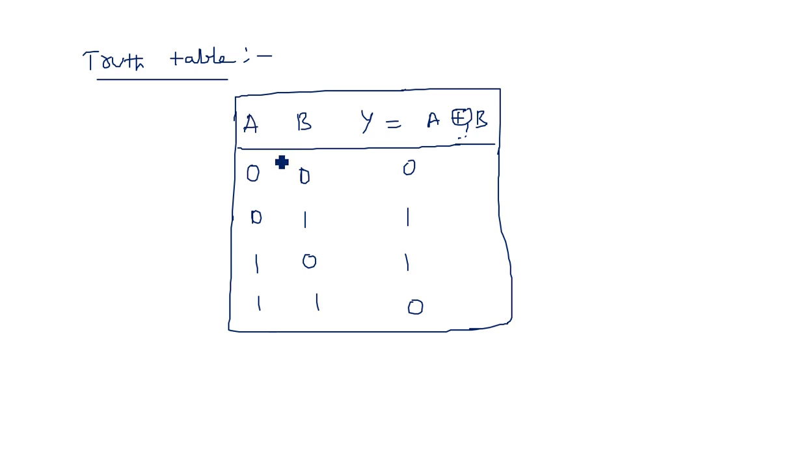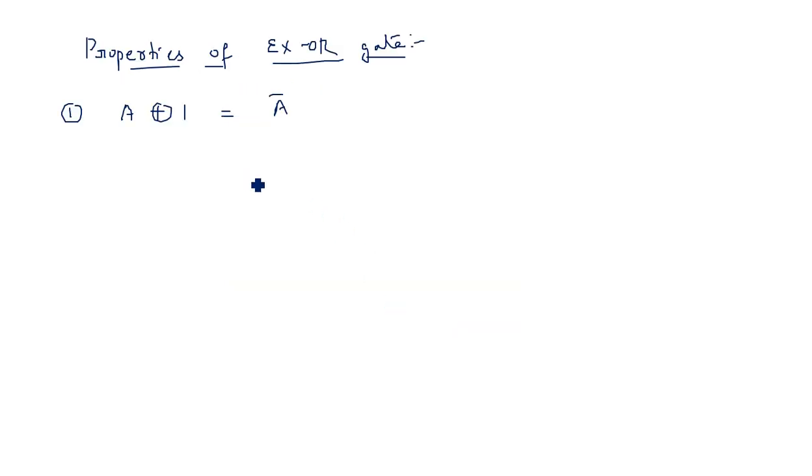Let us check. A XOR 1. Suppose we consider A as 0, so 0 XOR 1, the output is 1, which is the complement of 0. Similarly, if A is 1, 1 XOR 1 is 0, so the output is the complement of that particular value. A XOR 1 is A bar.